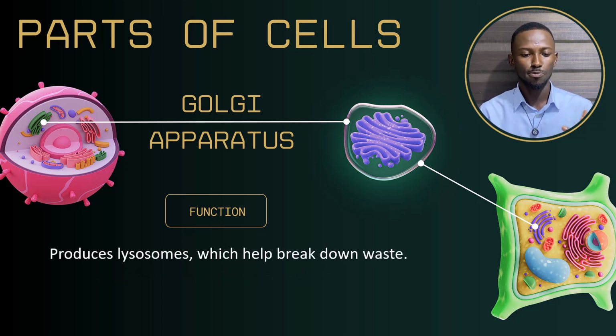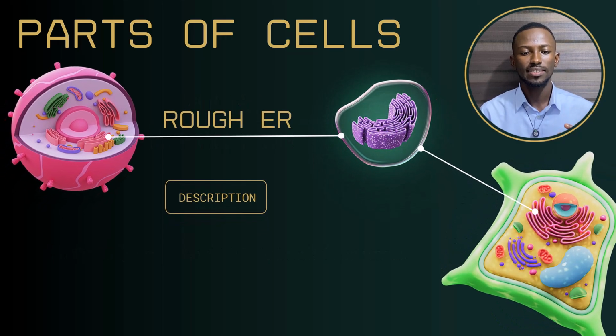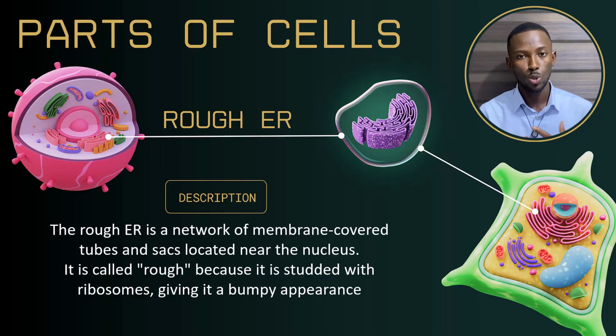And the next function is that it produces lysosomes, which break down waste. We'll be looking at lysosomes very soon. So all of these things are also made by the Golgi apparatus. Now let's look at the ER, endoplasmic reticulum. We have two types of endoplasmic reticulum: the rough endoplasmic reticulum and the smooth endoplasmic reticulum. But let's start with the first one, the rough endoplasmic reticulum.